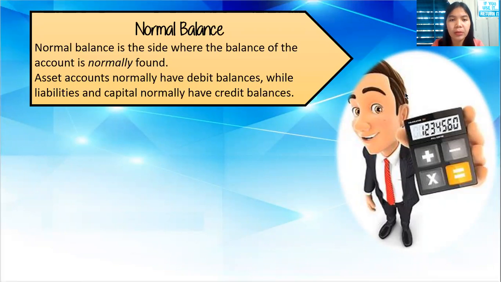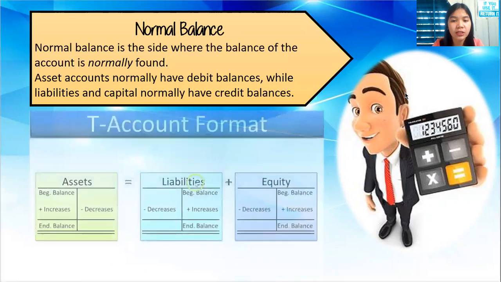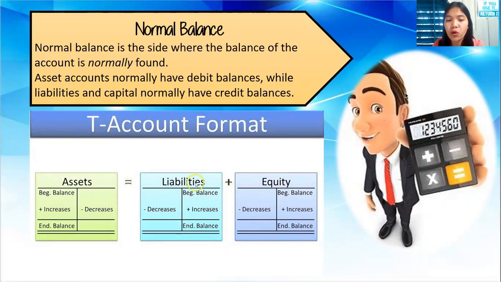Next is the normal balance. Why do we need to study normal balance? First, we define it. Normal balance is the side where the balance of the account is normally found. Asset accounts normally have debit balances, while liabilities and capital normally have credit balances. To explain simply, you have the T account format here, and assets equals liabilities plus owner's equity. This is an accounting equation, as I discussed previously.